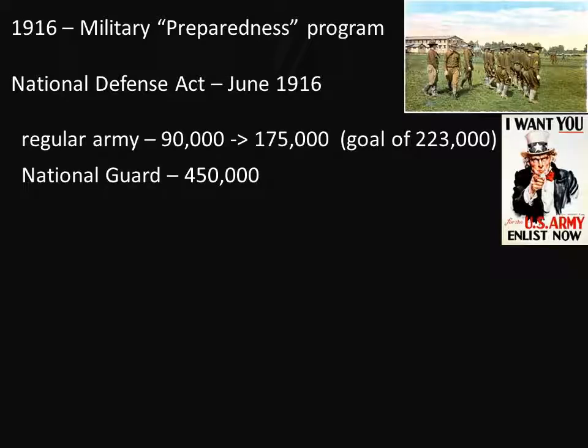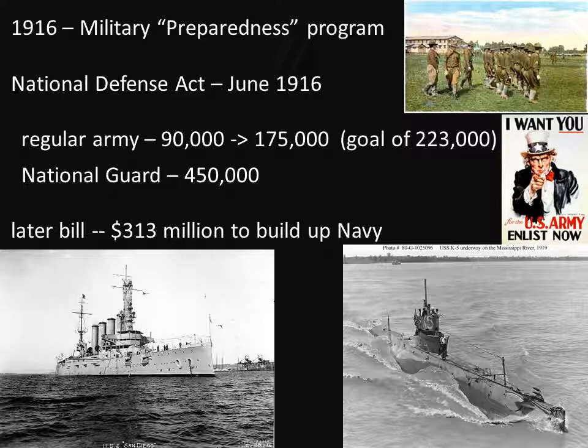June 1916, Congress passes the National Defense Act, which is going to increase the regular army from 90,000 to 175,000, the goal being eventually almost 250,000. National Guard is going to be built up to 450,000. And later on, the Navy gets their own bill, which is going to give them $313 million to build up the Navy.